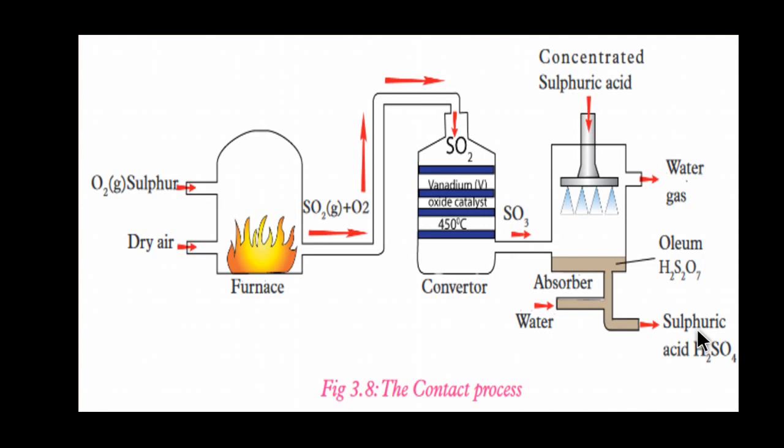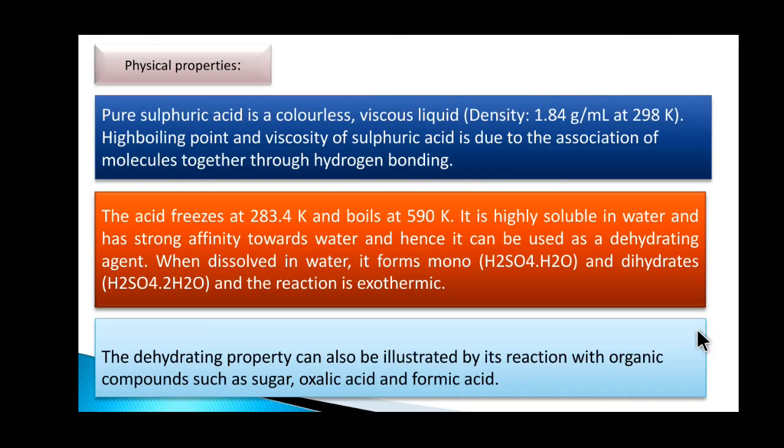Is it clear? And next, the physical properties of sulfuric acid. Pure sulfuric acid is a colorless and viscous liquid. Its density is 1.84 gram per milliliter at 298 Kelvin.